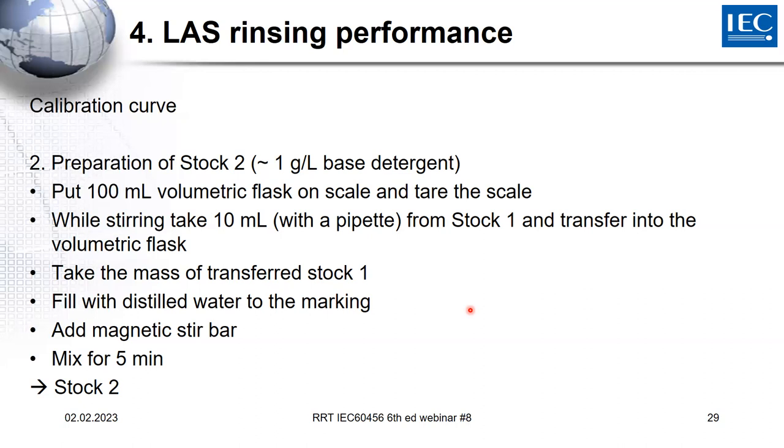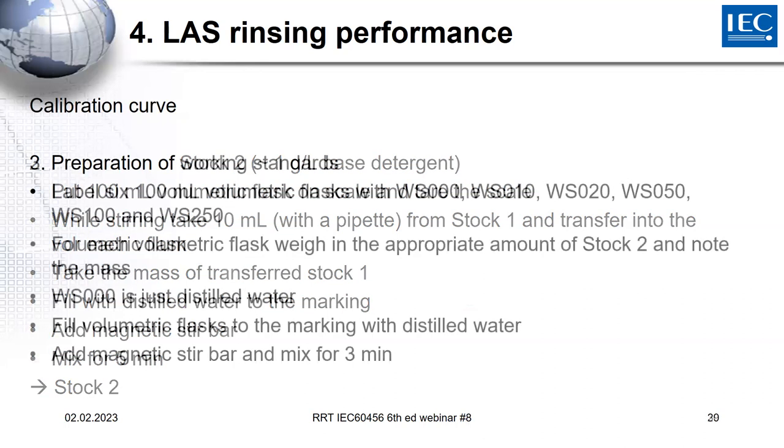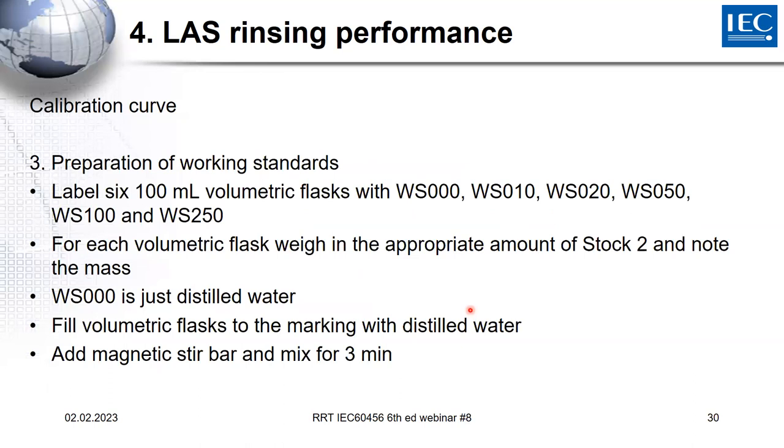And from the stock two solution, we will now prepare the working standards. We will have 5 working standards with detergent in, and 1 working standard, this WS000, where it's just the distilled water that you use. You label those flasks.